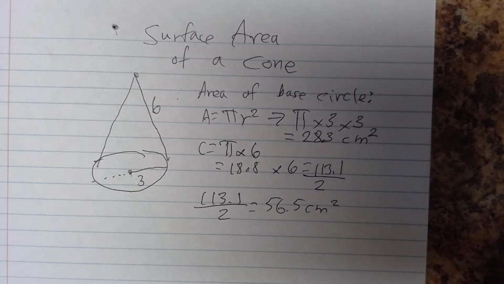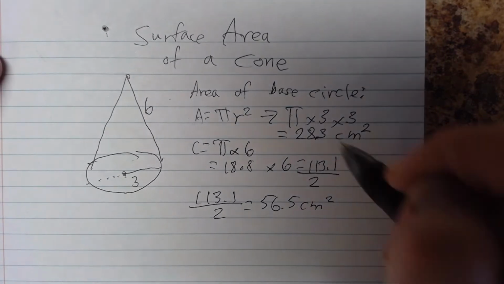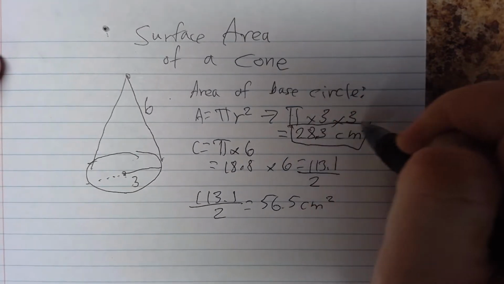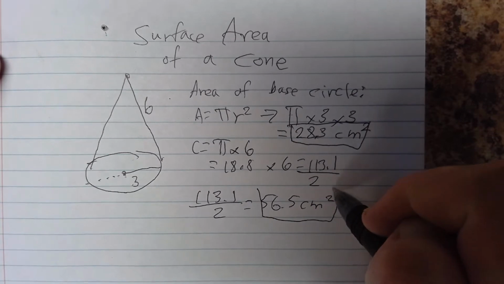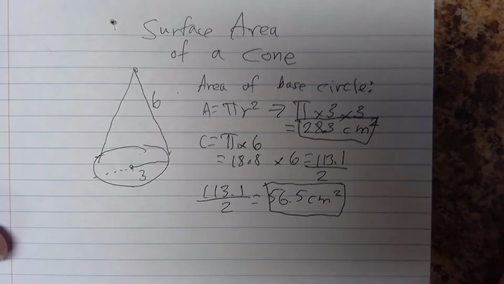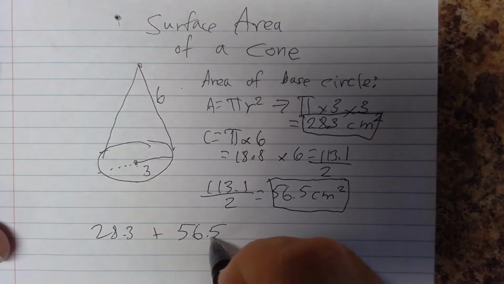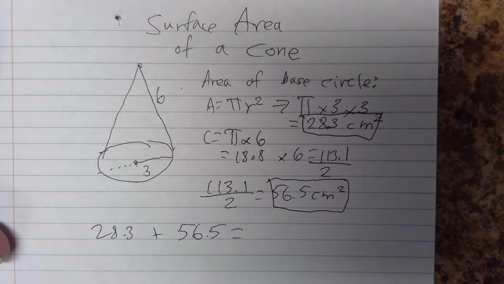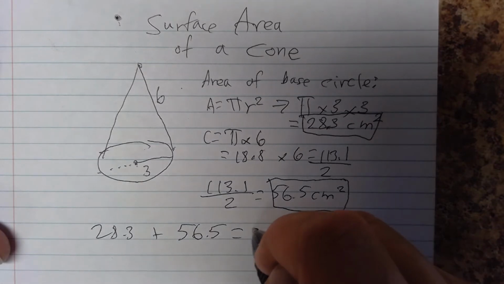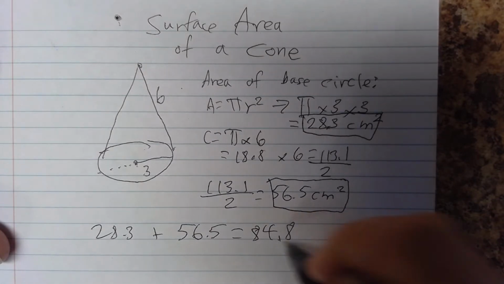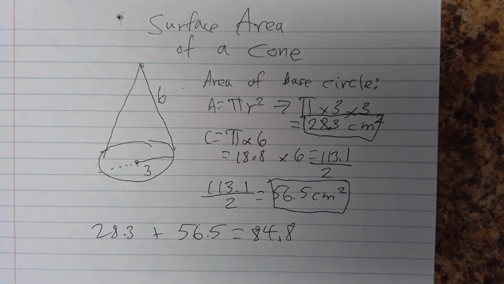centimeters squared. Now, I take the area of the base, 28.3, and the area of the cone around, 56.5, 28.3 plus 56.5, 84.8. So this is now for a cone where we knew the slant height. Let's look at a couple of examples where we don't know the slant height.